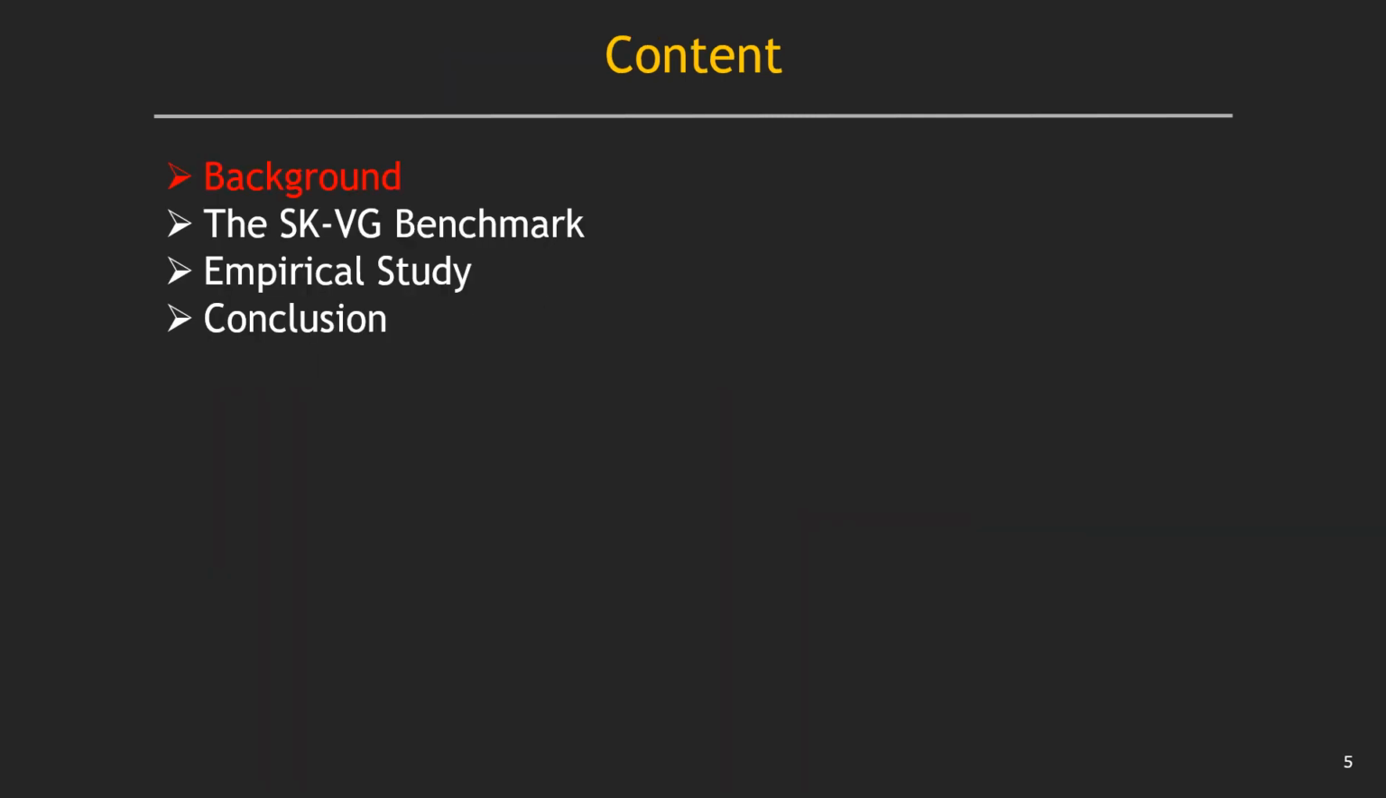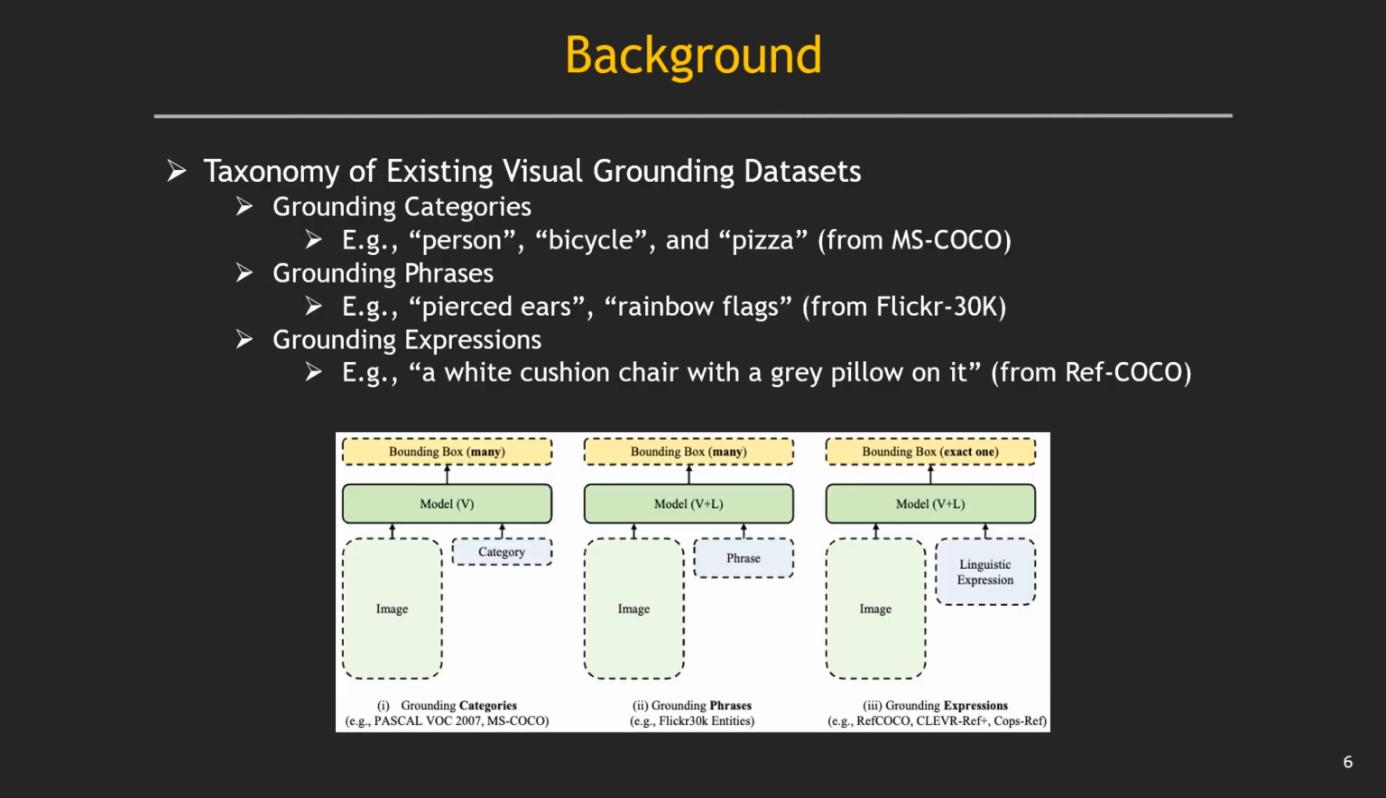Next, we will introduce the background, the benchmark, the empirical study, and the conclusion. In the past few years, a variety of datasets have been proposed for visual grounding. We propose a taxonomy of existing, generalized VG datasets along with the proposed dataset based on types of queries, as shown in the figure. The datasets of the first type are for grounding categories, or we say object detection. It uses fixed categories as queries. One of the most representative examples is the MS COCO dataset, which contains 80 categories, e.g., person, bicycle, and pizza.